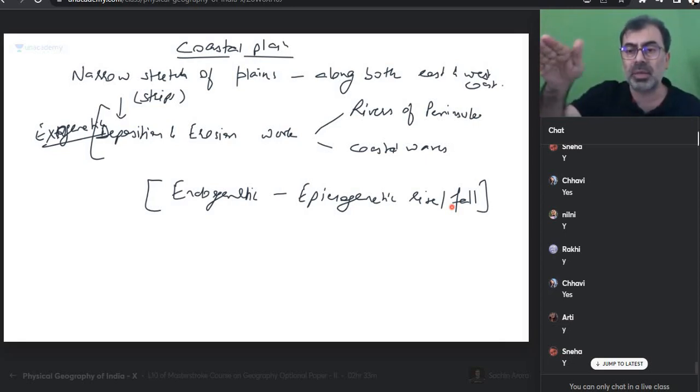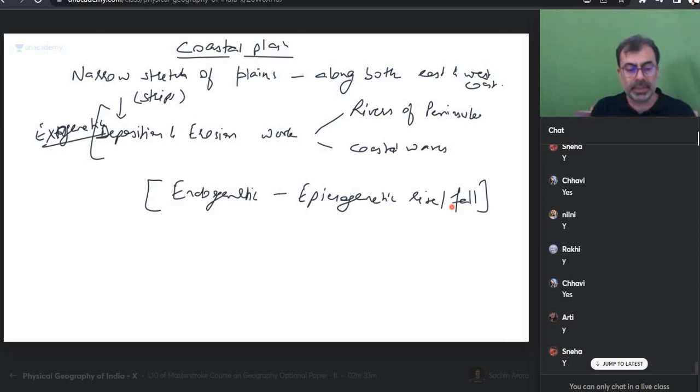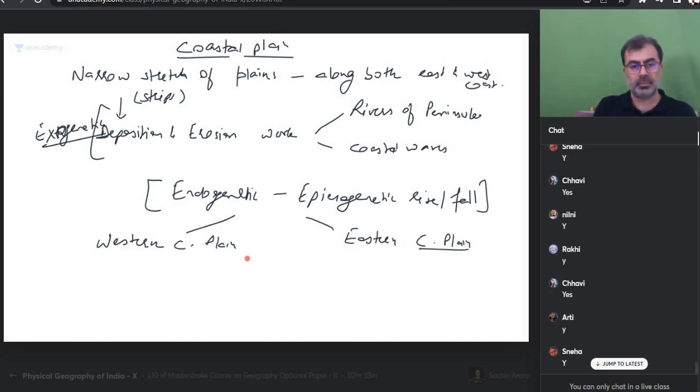What happened to the western flank? Western flank just halted. Western Ghats were created by that. So these are the things which have created that. Is everyone okay? So they have been created in different times and they have different things. So broadly divided into two: western coastal plain and eastern coastal plain. Do we get that?